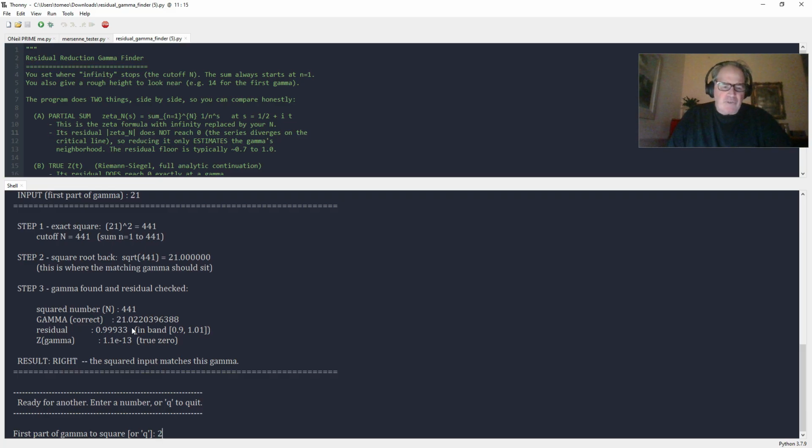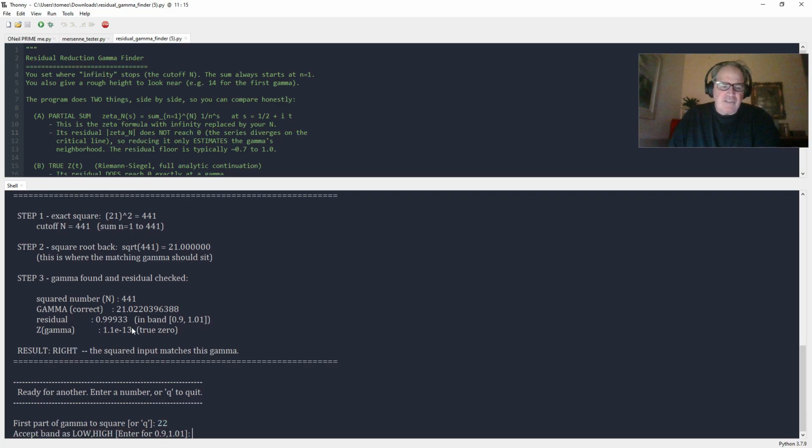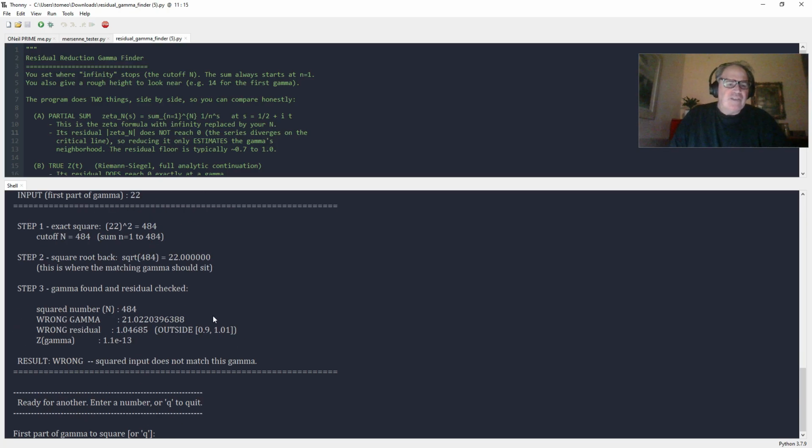Let's say we wanted to put in 22 just to see what it says, and we'll use the default. Default band is between 0.9 and 1.01, so we'll put that in. If you notice, 484 is the square of 22, but this is saying wrong gamma because it's not giving you the true gamma. And the residual is 1.04, so that's out of the bounds.